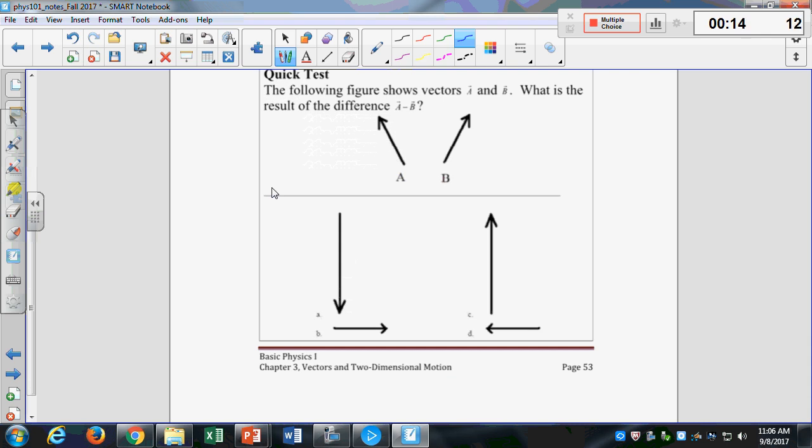A minus B. So this is vector A, this is vector B. Which of these is A minus B? By the way, if it's unclear, this is A, B, C, D. The options.